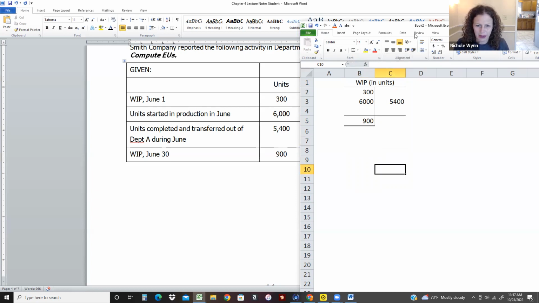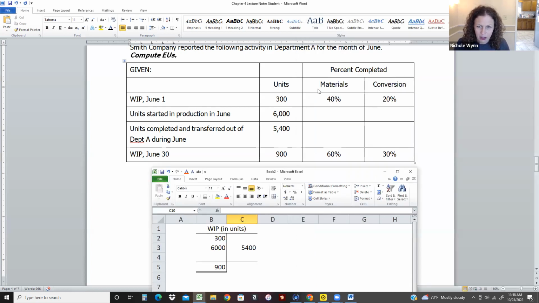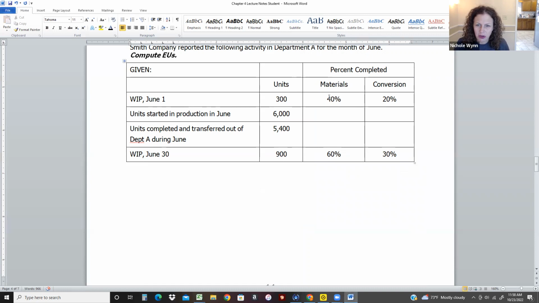Because now I have a bunch more information. I have some percentages for beginning, and I have some percentages for ending. What I'll tell you is that you will never need your beginning percentages. I give them to you on each question just so you can sort through the data. But what we're suggesting here is that when we started, these 300 units were 40% complete for material and 20% complete for conversion.